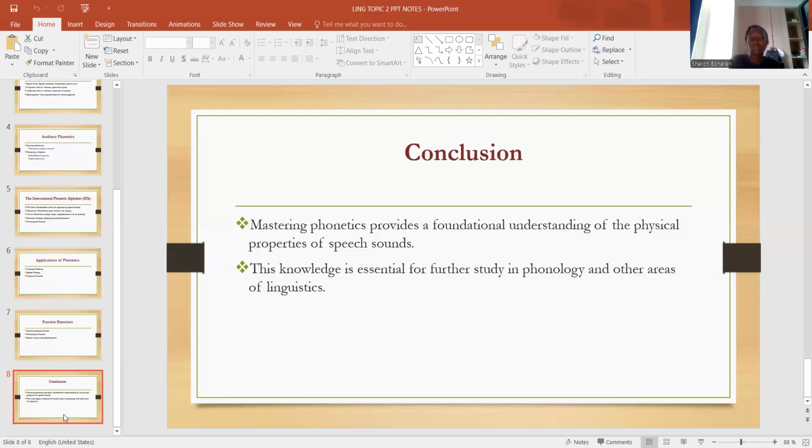That was my brief summary on phonetics, of what you should be expecting when you're studying this kind of topic or unit.